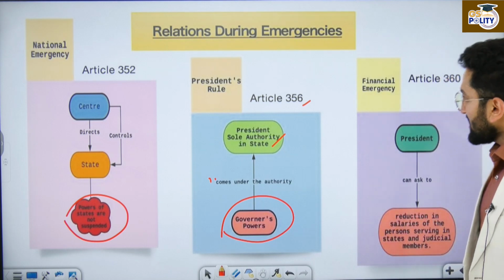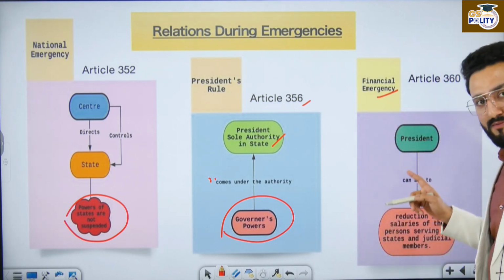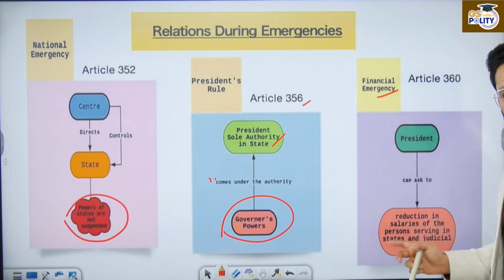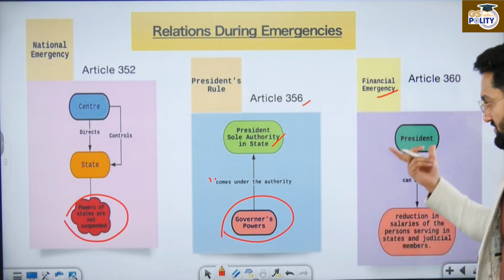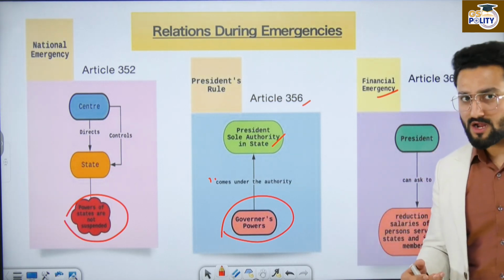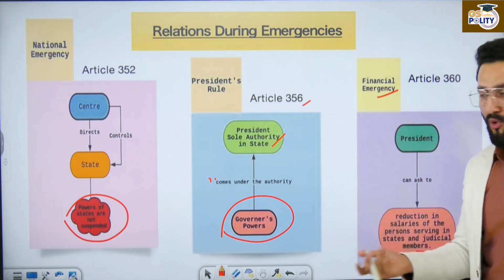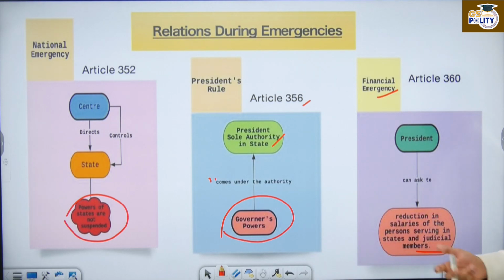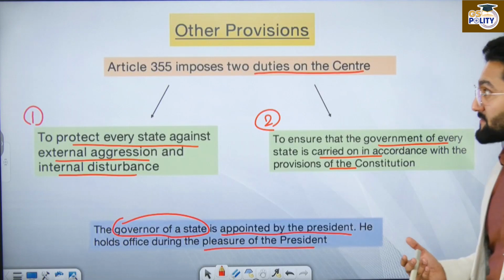Okay. Then we have Financial Emergency, Article 60. In this case, the President can ask a state to reduce salaries and other expenditures since financial emergency is in place. It means austerity measures can be recommended, and at this point, the state government has to uphold that. So the state government is not removed here in case of financial emergency.